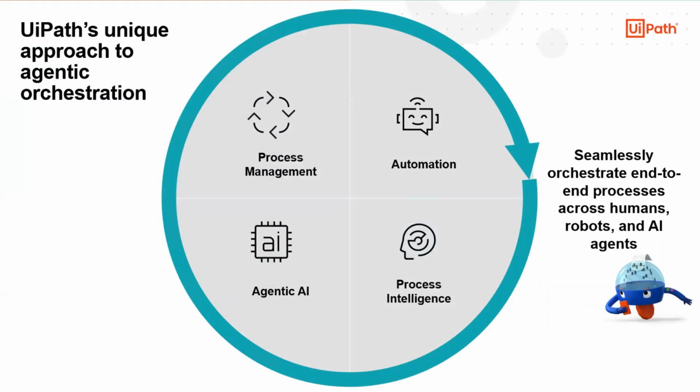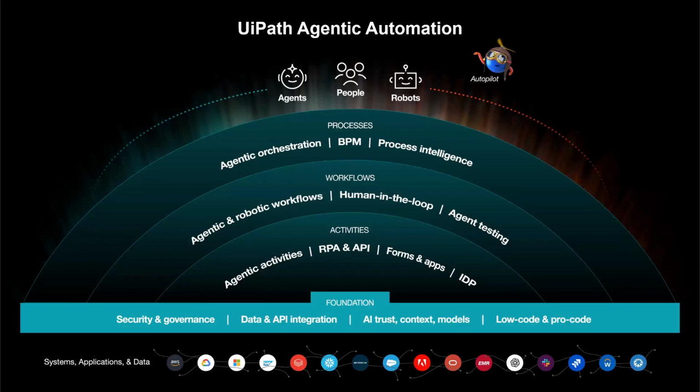So really, as we're narrowing the view here, agentic orchestration brings together these four key investment areas for the enterprise, from process management to automation to agentic AI and also process intelligence. And with Maestro and agentic orchestration, we can help you orchestrate that end-to-end process across your employees, agents, and robots. But one of the main benefits is that this also happens within the UiPath platform.